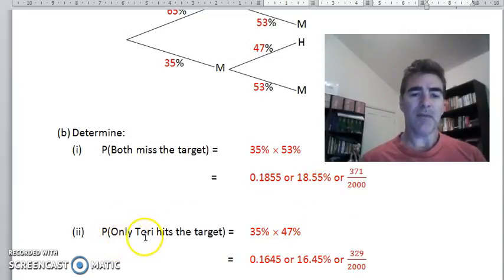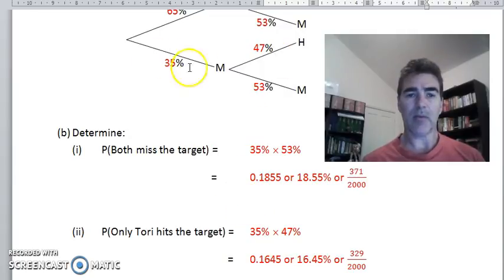The second part, if only Tori hits the target, which means Jake has missed, and then Tori hits, so multiply along the miss hit, so 35% times 47%, and again we have our three possible answers that are acceptable there.